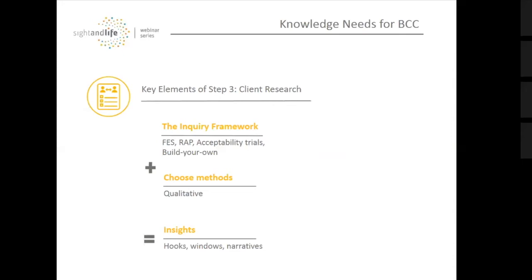So the 3 elements of step 3 are presented here. And this is our Sight and Life formula for actionable insights. It is first to select your inquiry framework, then you select your methods, and these 2 together will yield insights that you can use to develop your BCC campaign. To be sure, insights are not just generated in the data analysis phase, because a lot of insights emerge as soon as you start data collection. And client research of the type we'll be discussing today is normally undertaken with a relatively small sample size, usually in the range of 30 to 80 individual participants.